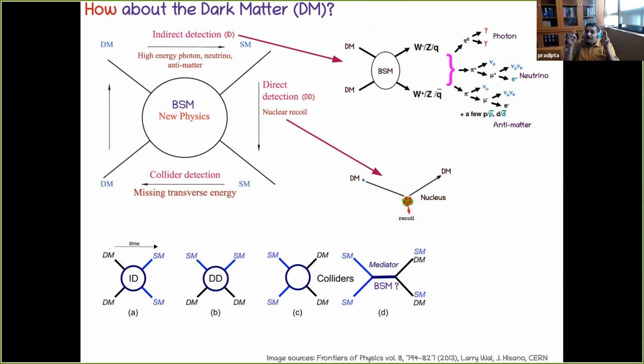This particular window is why we are putting so much emphasis on direct detection, because this is typically the window of the weakly interacting massive particle, as I have shown on this detection graph.